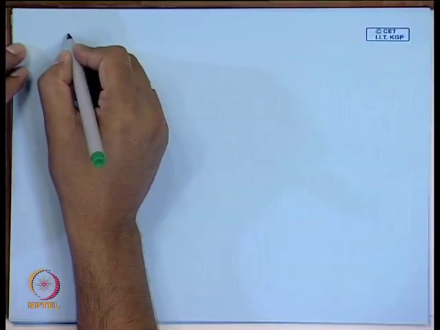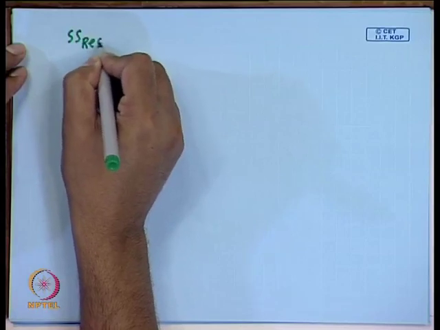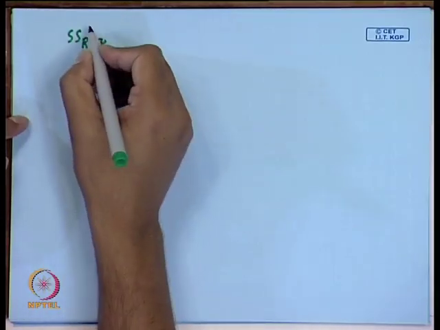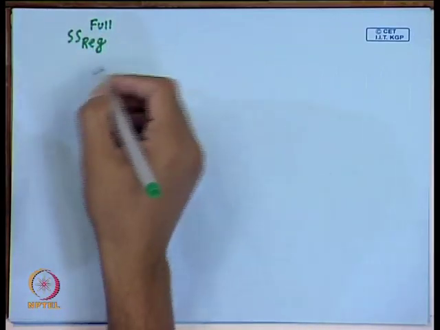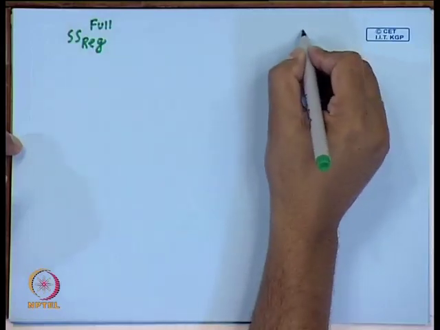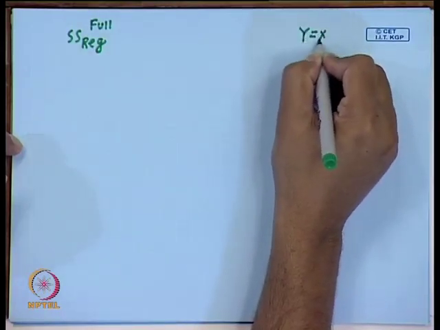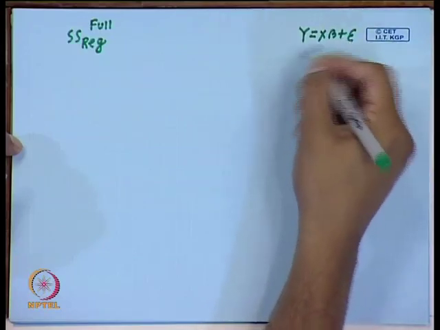Okay. So, this is the basic idea behind the extra sum of squares technique. Well, let me compute SS regression for the full model first. So, SS regression full, okay. We know that the SS regression for the full model, by the full model I mean y equal to X beta plus epsilon, so it has all the regressors.